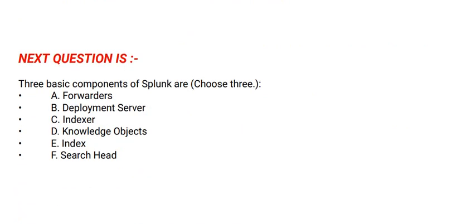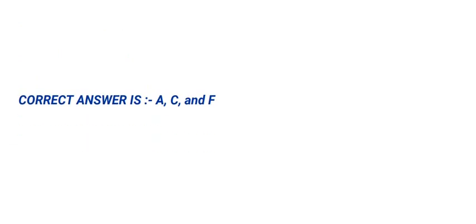Next question is, 3 basic components of Splunk are. Choose 3 options. And the options are option A, forwarders. Option B, deployment server. Option C, indexer. Option D, knowledge objects. Option E, index. And option F, search head. The correct option is option A, C, and F.